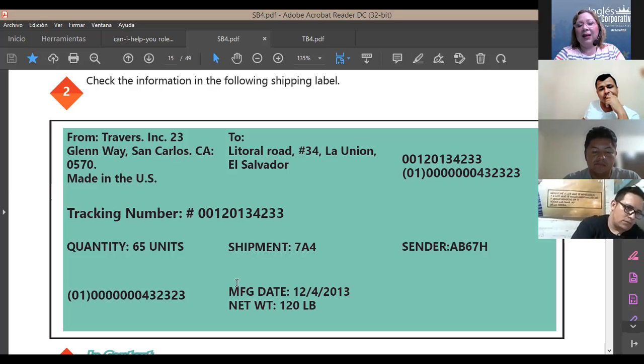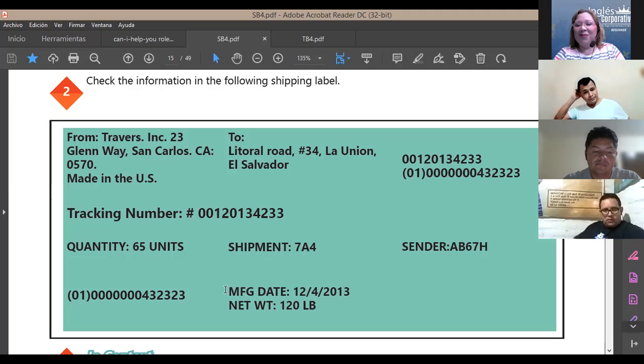Esta fecha, que ven acá. Se llama Manufacturing Date, MFG, ¿ok? Parece como la de BFF, right? Best Friends Forever. Pero este es MFG. What's the manufacturing date? Is December 4th, 2015. Very good. Okay.